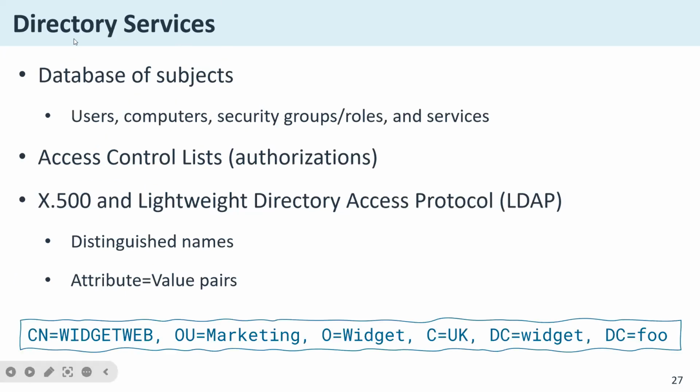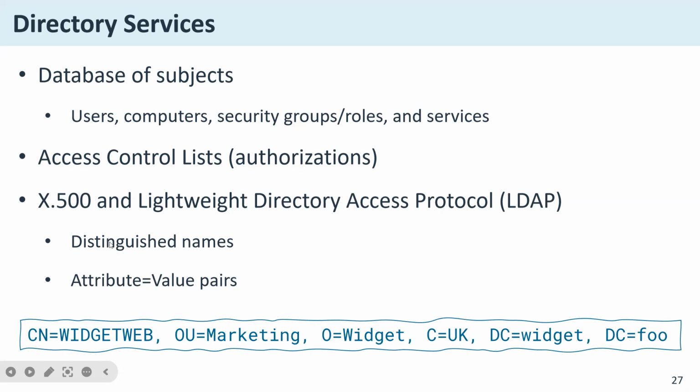Okay, so directory services. Directories are a better way for you to do management of your objects, your subjects, your users, your computers. So you could use security groups, roles, and services. You also have an access control list. So you have some kind of authorizations to authorize people, and all of these, based on the access you want to grant them. I talked about CRUD earlier on, so you can review that. Then you have different standards like X.500 and the Lightweight Directory Access Protocol, that's LDAP.